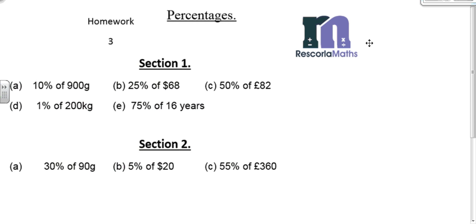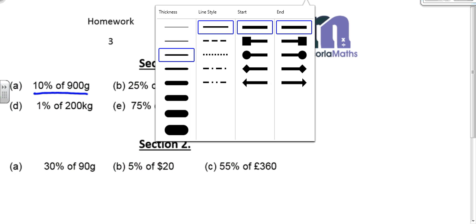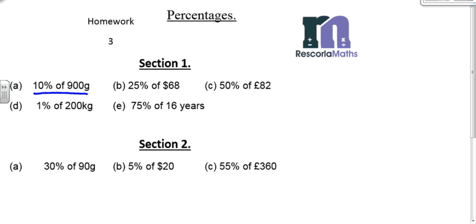Okay, so the first section here is quite simple percentages, so just so that we know how to do it. First one is 10% of 900. The way we do 10% is we just divide it by 10. Sometimes you take off the 0, sometimes that doesn't work, but in this case we can just divide it by 10 by knocking off the 0. So A should just be 90 grams.